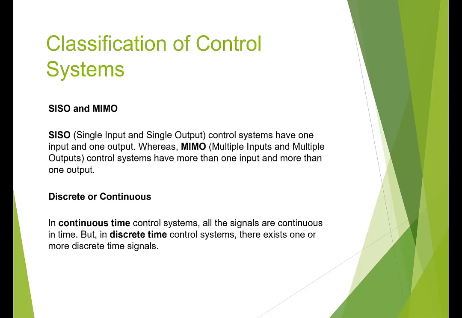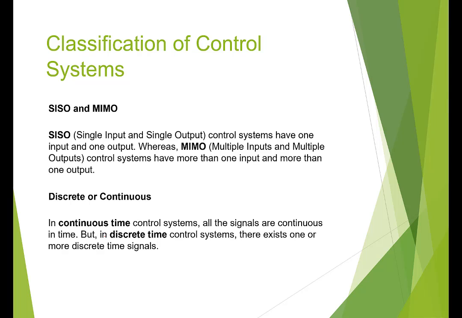There are other ways to categorize controllers. One is SISO and MIMO: single input, single output, or multiple input, multiple output. Consider the system that you have, for instance the thermostat. The input for that is turning the heater on and off, and the output is the room temperature. This is a SISO system: one input, one output, single input, single output.